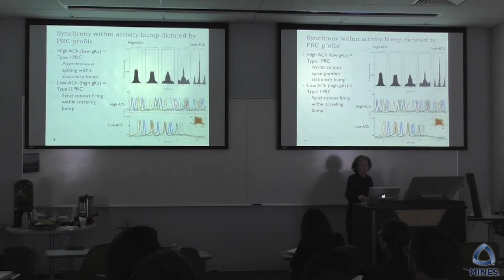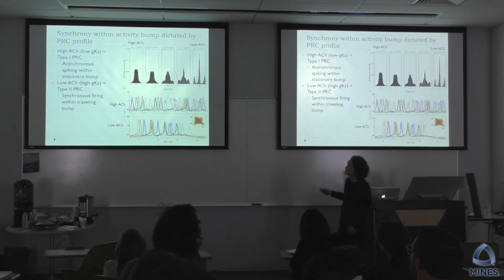Okay. So the PRC did actually have a subtle, minor effect, and it was mainly in the timing of firing of the cells within the activity bumps. With the high acetylcholine case and the type 1 PRC, this shows asynchronous firing of spikes within the bump, compared to the low acetylcholine case with the type 2 PRC, where there was more synchronous firing inside the activity bump. And these are histograms of the relative phases of firing within the bumps for different levels of acetylcholine.